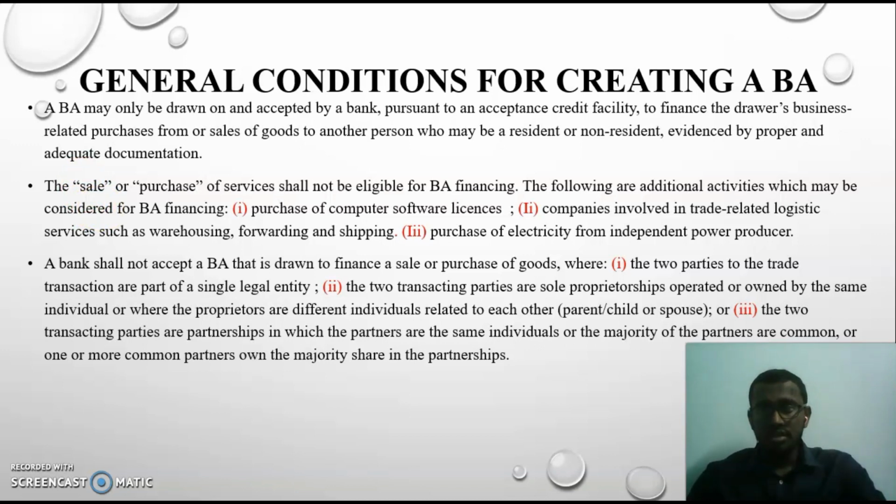Two, the two transacting parties are sole proprietorships operated or owned by the same individual, or where the proprietors are different individuals related to each other. Third, the two transacting parties are partnerships in which the partners are the same individuals or the majority of the partners are common.